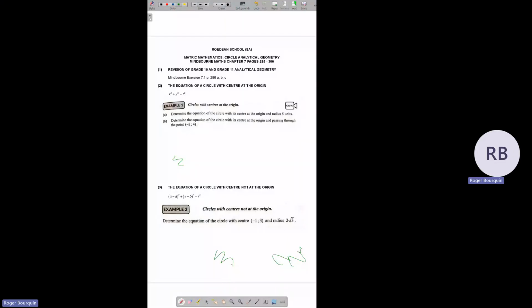All right, so we're just looking at circle analytical geometry here. If you have a circle, and our center is at the origin, the center is in the middle here at the origin, and the radius is equal to r.